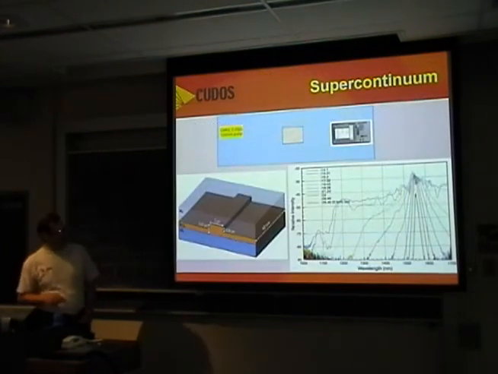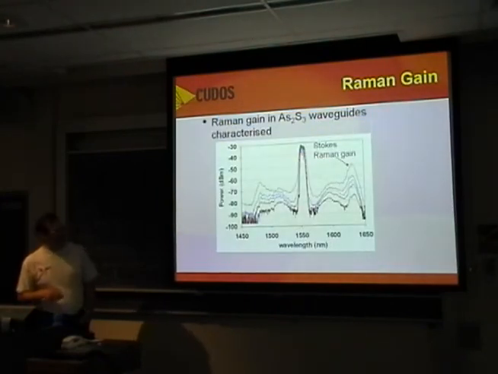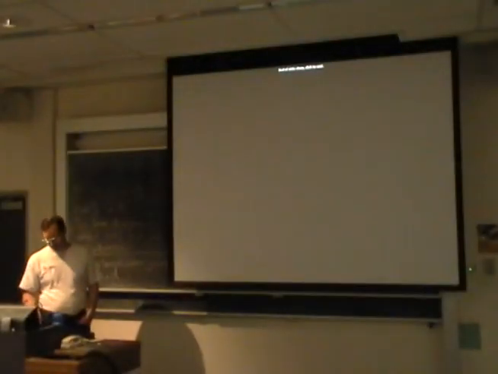In terms of supercontinuum, in chalcogenide waveguides, we've got down to about 1100 here. At this end, we don't really know how far we're going. Modelling suggests it's about 2.5 microns. In terms of Raman gain, we've also managed to show that we can get Raman gain here, so we've got a Stokes peak, typically 20 to 30 dB again at the moment. And that is just about it from me.